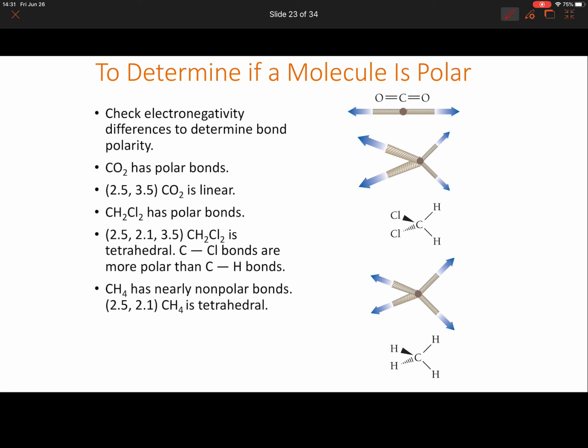Review this if you need help figuring out if your molecule is polar or not. Obviously, you need to draw a good Lewis structure first. If your Lewis structure is wrong, then you're going to be looking at these and it's not going to make sense.